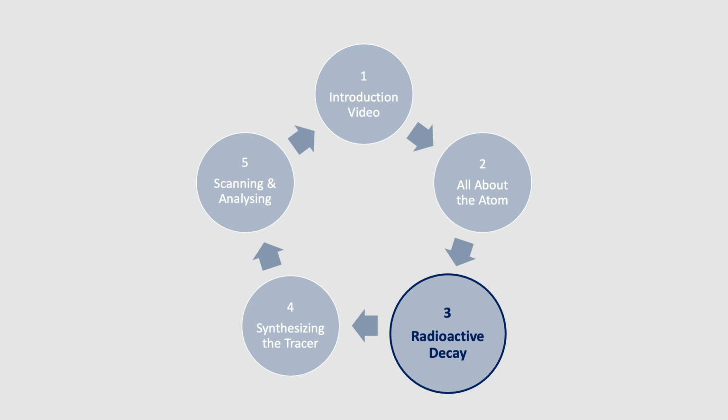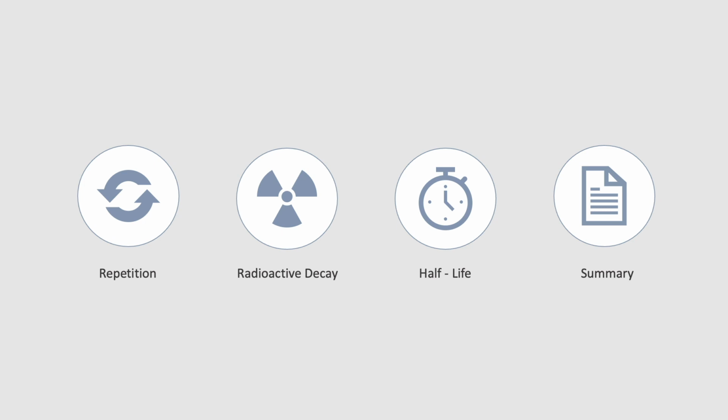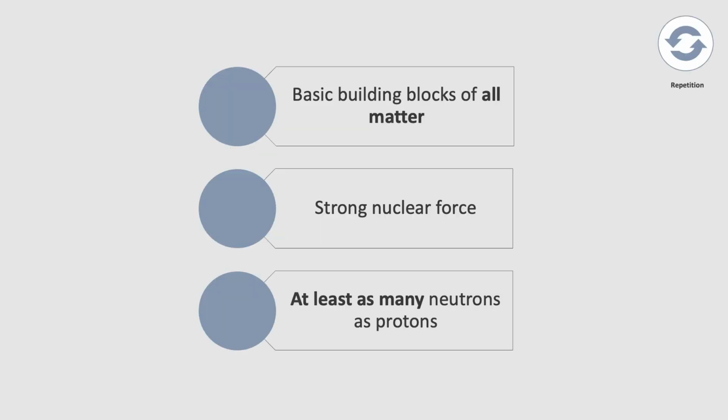Today we will learn about radioactive decay, which is the key characteristic of the radioactive tracer used in PET scans. First, we'll repeat some concepts from the last video. Then we'll look at what radioactive decay is, discuss the concept of half-lives, and finally we'll summarize the most important concepts. Let's repeat what we learned in the last video.